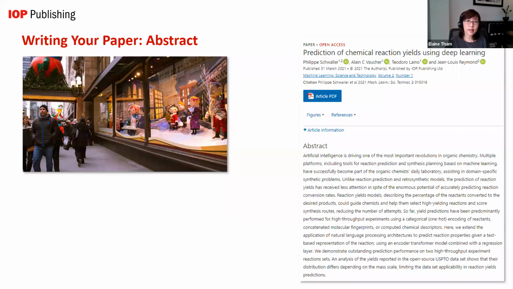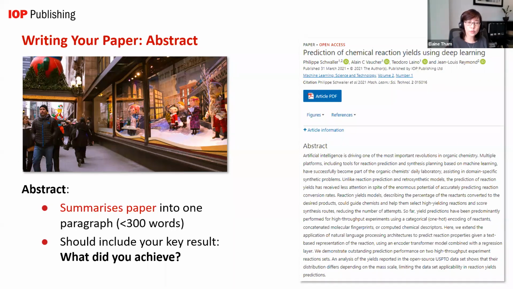Next, the abstract. And this is the second most widely read part of your paper. If people are attracted to your title, they will read your abstract to see if they should invest time to read the rest of your paper. So think of the abstract as your shop window. The abstract should summarize your paper in one paragraph, so less than 300 words. This abstract that I've shown here has about 150 words. So, you can be as succinct as you can.